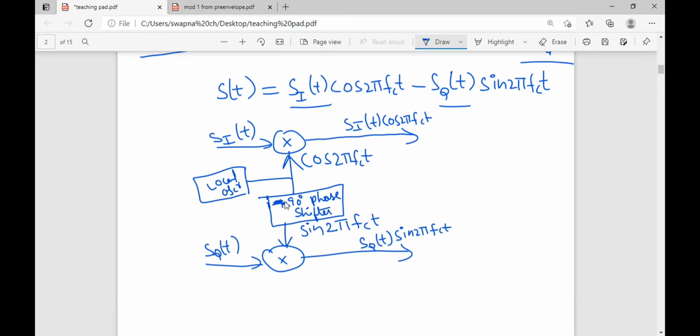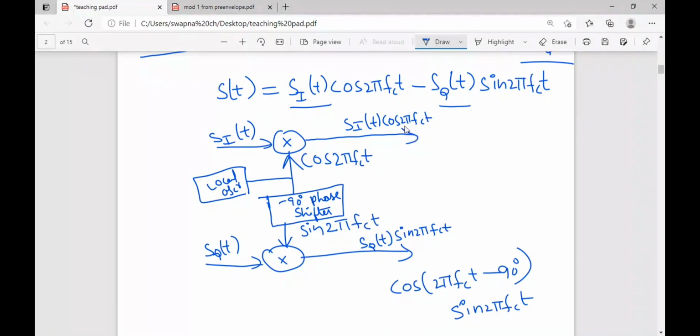Minus or plus? You need to tell me. Here it is, minus or plus. No, it is minus. Okay, I'll just show you. I have cos of 2 pi fct minus 90 degrees, so it will fall in the first quadrant. So it will be sin 2 pi fct. Okay, that's what I have represented. It is plus sin 2 pi fct.